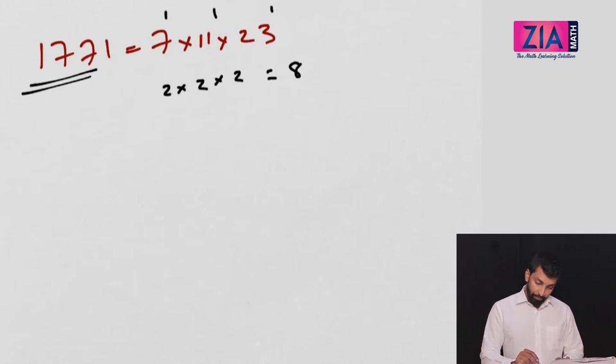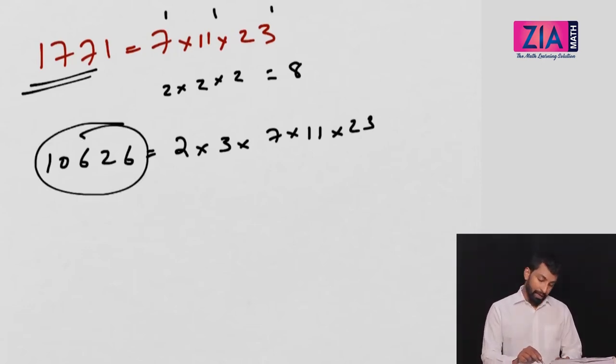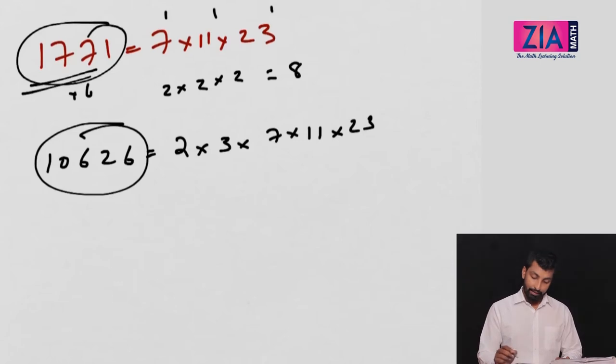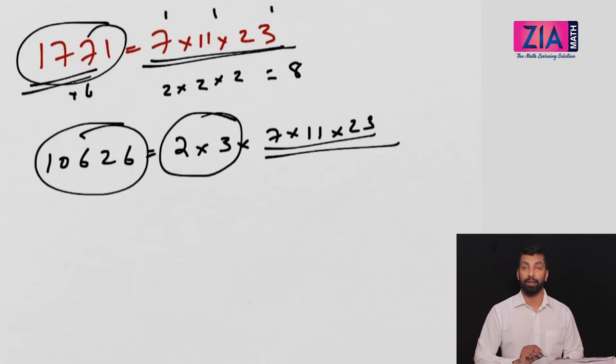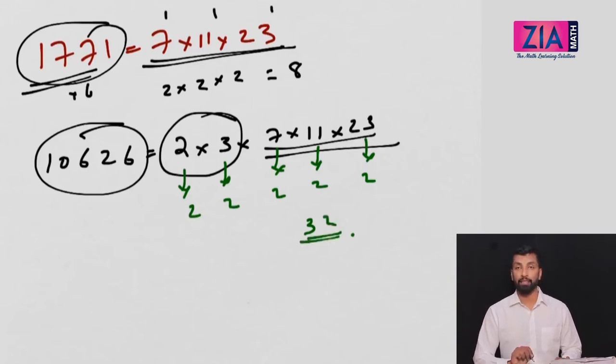So if you take one more, like 10626, you can prime factorize it as 2 into 3 into 7 into 11 into 23. Actually 10626 is, when you multiply this number with 6, you are getting this. That's why 7, 11, 23 and 7, 11, 23 is same. Here 6 you prime factorized. So in this case, the number of factors will be, this is 2, this is 2, here also 2, here also 2, here also 2. So 2 raised to 5, that means 32. The number of factors will be 32. So I hope this concept of number of factors is clear.